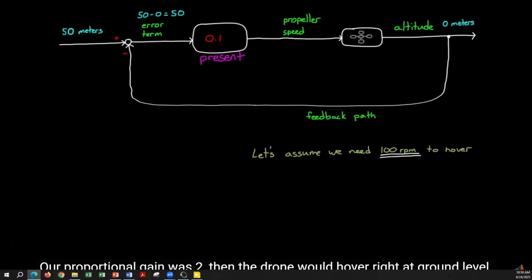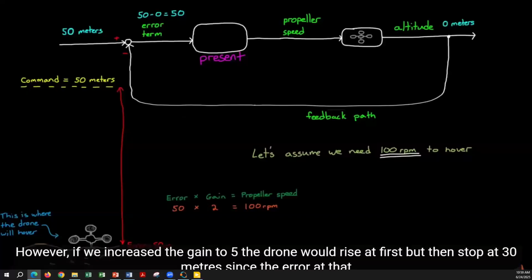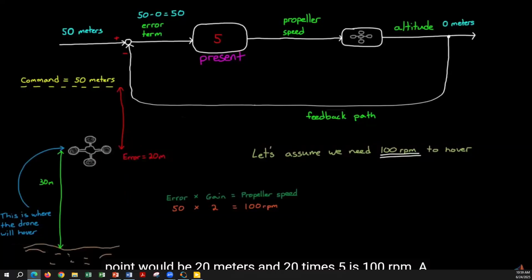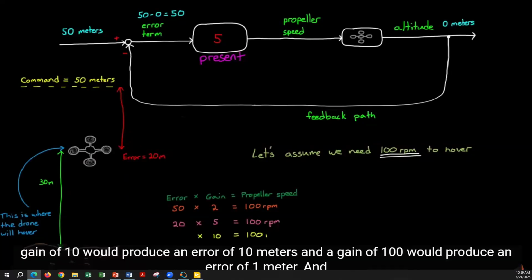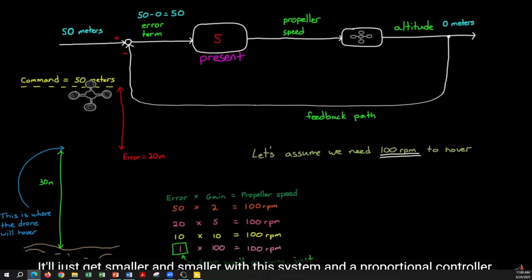If our proportional gain was 2, then the drone would hover right at ground level, since an error of 50 times 2 is 100 RPM. However, if we increased the gain to 5, the drone would rise at first, but then stop at 30 meters, since the error at that point would be 20 meters, and 20 times 5 is 100 RPM. A gain of 10 would produce an error of 10 meters, and a gain of 100 would produce an error of 1 meter. And no matter how high we increase the gain, the error won't go away. It'll just get smaller and smaller with this system and a proportional controller.